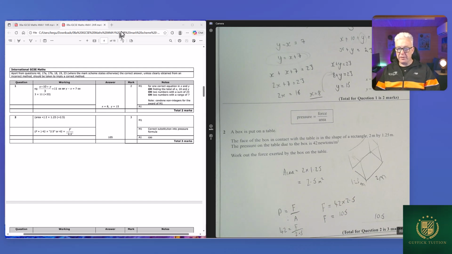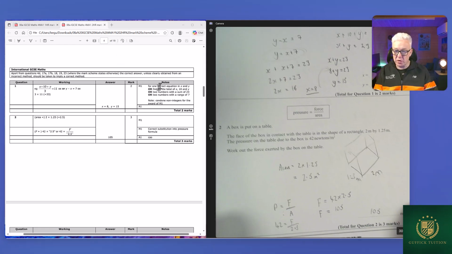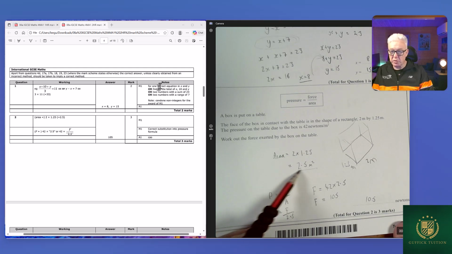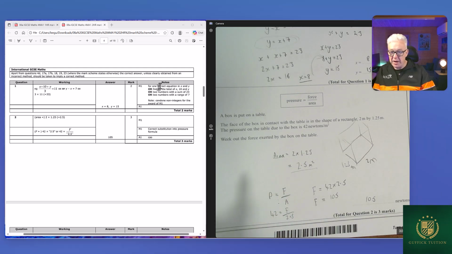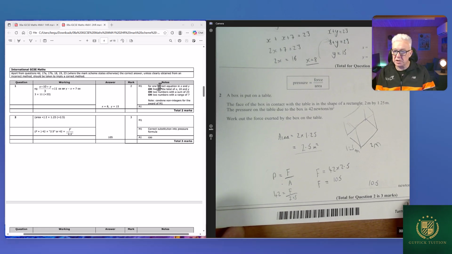It says work out the force exerted by the box on the table. Well, pressure is going to be force over area. So the first thing we need to do is work out what that area is. So that's going to be 2 times 1.25, which is 2.5 meters squared. And then pressure is force over area. So rearranging that to make force the subject, force is therefore equal to pressure times area. And the question already tells us that the pressure is 42 newtons per meter.